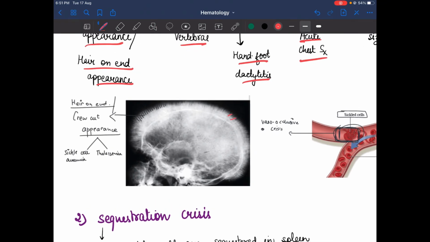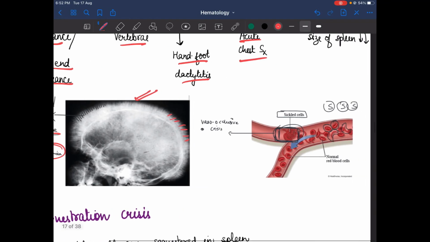As we see here in the skull, it represents some hairy-like structure, that is a hair on end appearance, or we can also say a crew cut appearance, which is seen in sickle cell anemia, and also in thalassemia. Please remember that when we see this image, we do not diagnose directly that it is sickle cell or thalassemia, because both can be present. Either it is sickle cell anemia or it is thalassemia. We have to do further investigation.